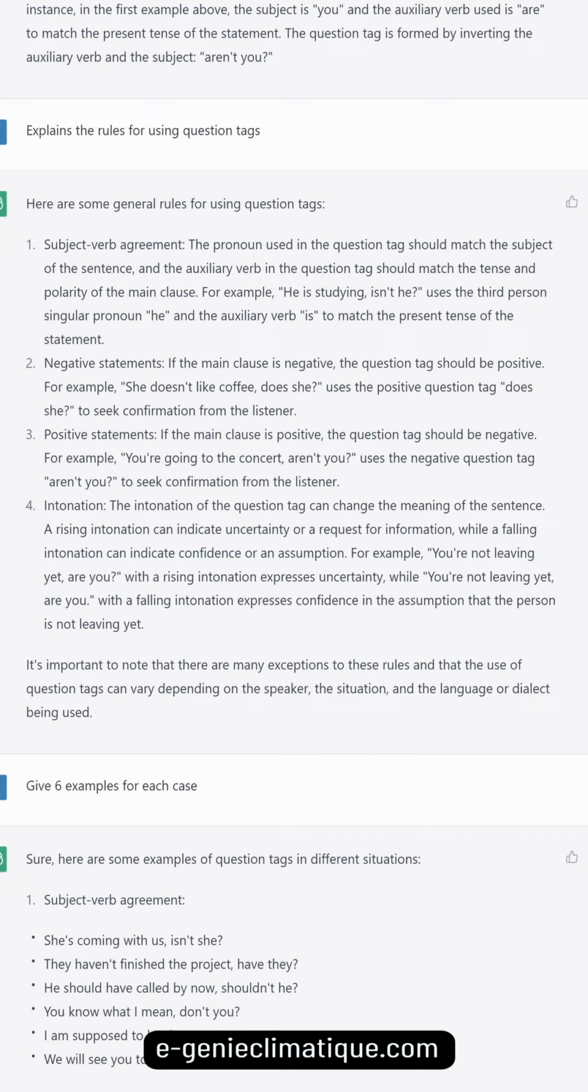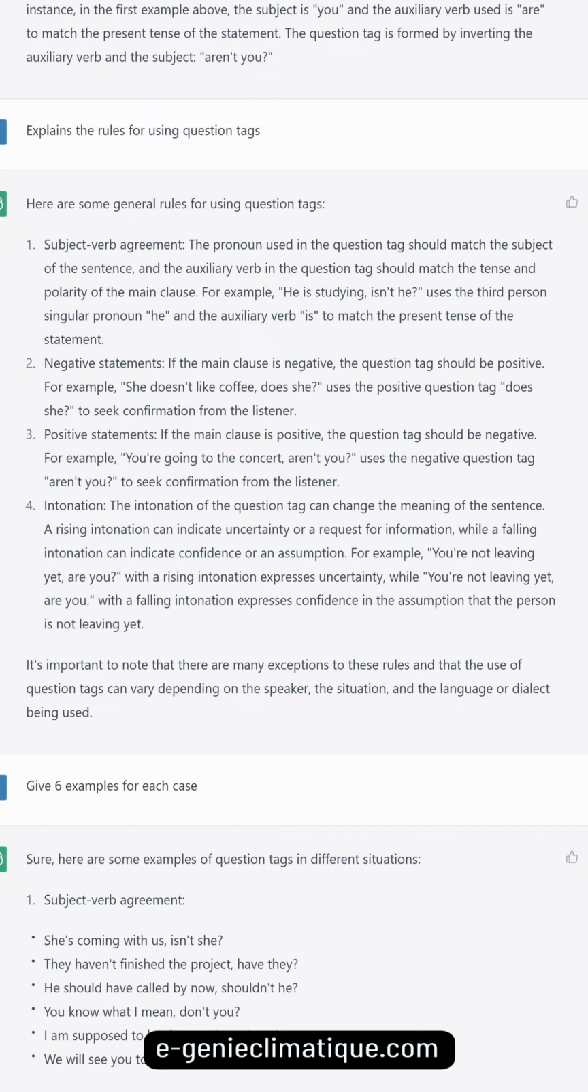Negative statements. If the main clause is negative, the question tag should be positive. For example, "She doesn't like coffee, does she?" uses the positive question tag, "Does she?" to seek confirmation from the listener. Positive statements. If the main clause is positive, the question tag should be negative. For example, "You're going to the concert, aren't you?" uses the negative question tag, "Aren't you?" to seek confirmation from the listener.